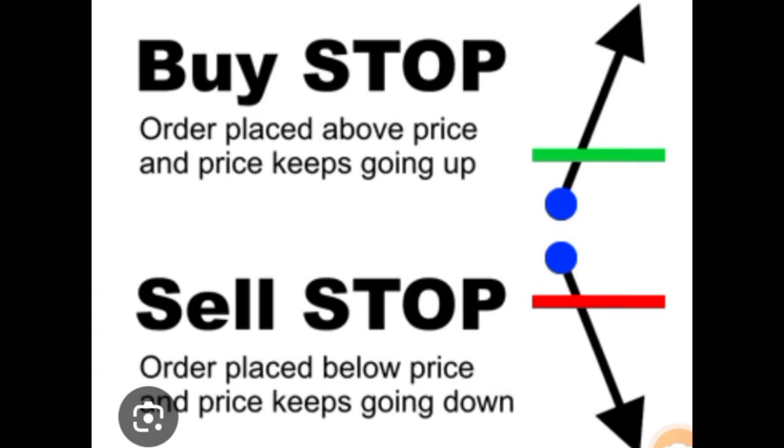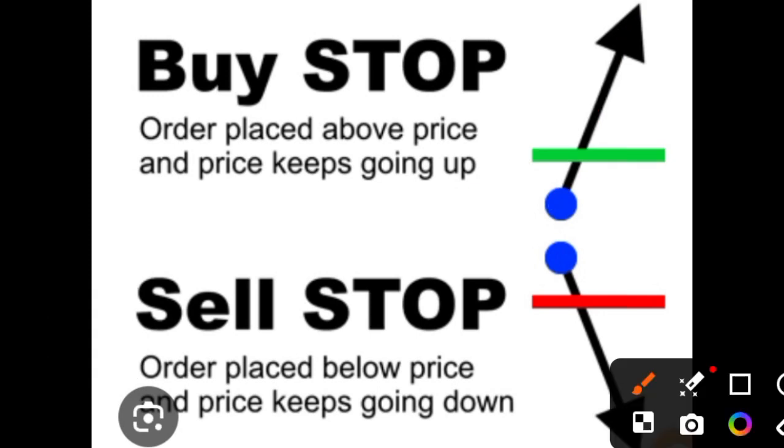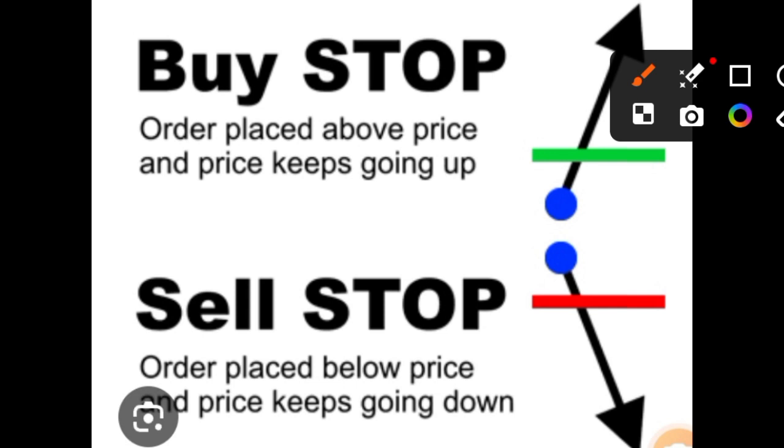So now a sell stop is just the opposite of a buy stop. A sell stop is an order placed below price, and price keeps going down. So when you go to your chart, price is currently here, and your strategy was that when price gets to the zone, price is still going to keep on going down, and then you placed a sell stop order, right? And then when price got there, it just kept on going down. You're going to be in profit.